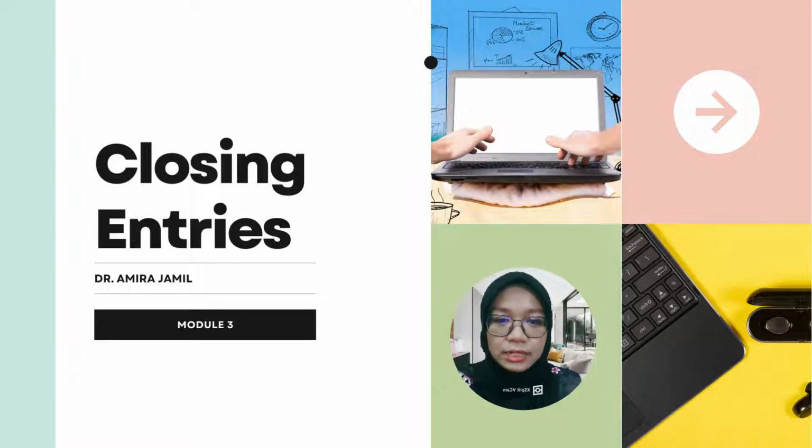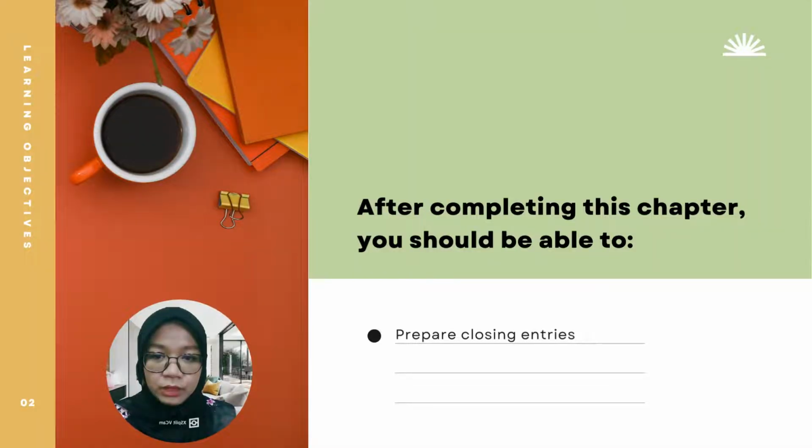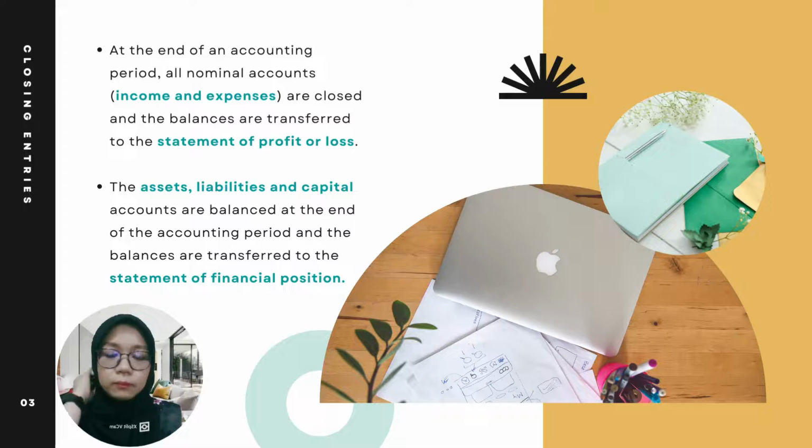Okay, let's start with closing entries. Upon completing this chapter, you should be able to prepare closing entries to be transferred to financial statements.